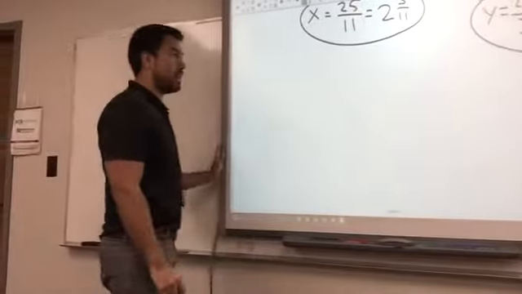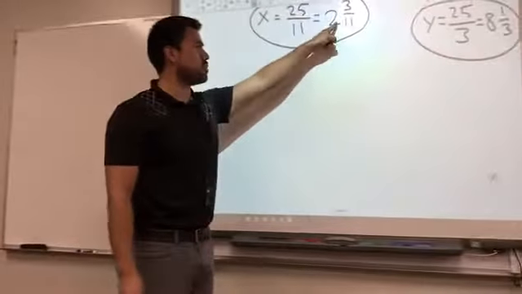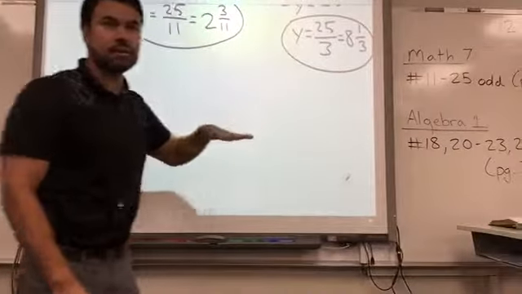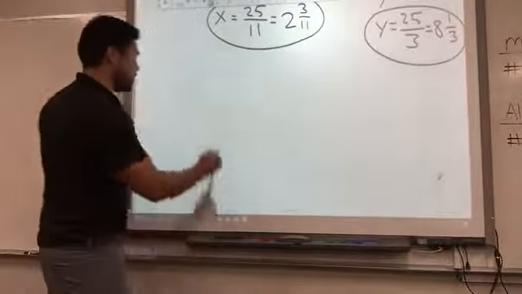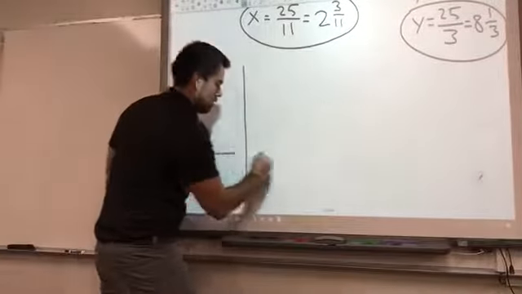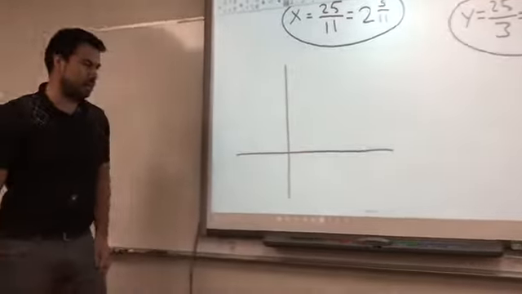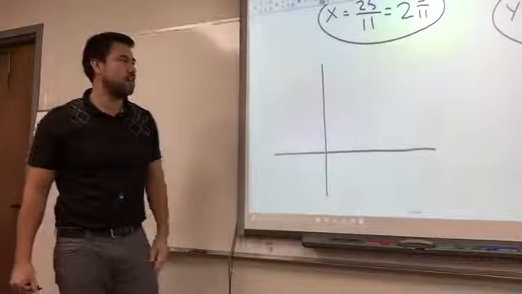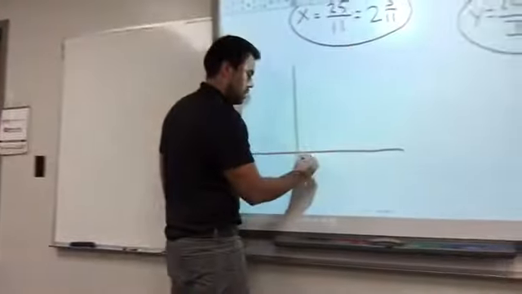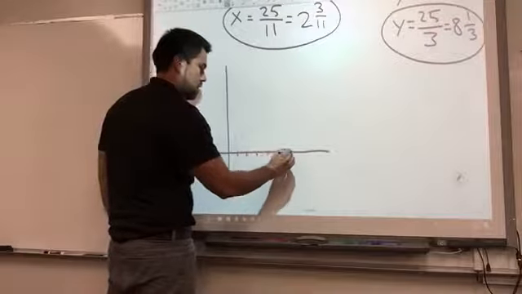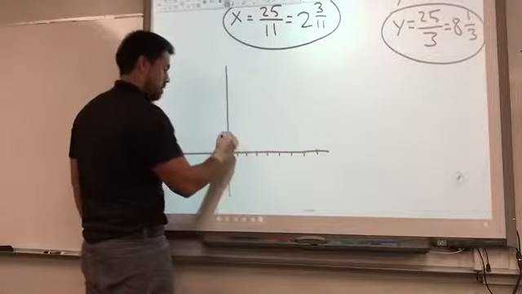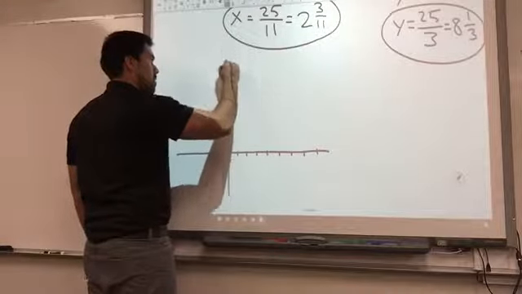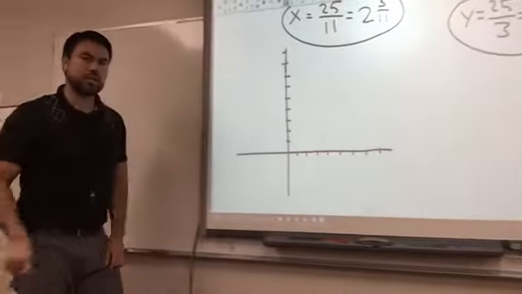Okay, now what you need to do on your graph paper is think about it. Where x equals 2 3/11 is over here on the right side, and y equals 8 1/3 is above. So I'm going to draw my coordinate plane, emphasizing the first and second quadrants. How far do we need to go? What's your guess?